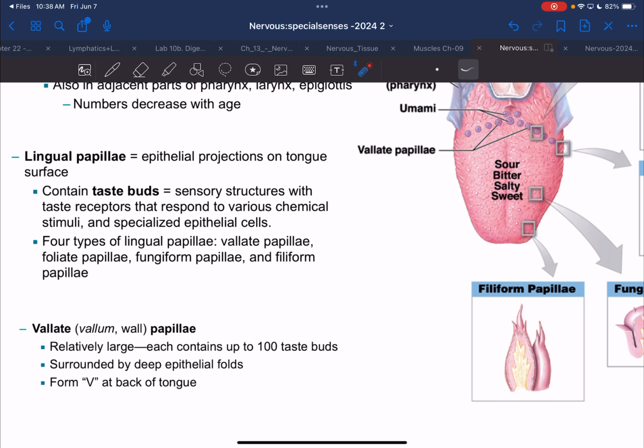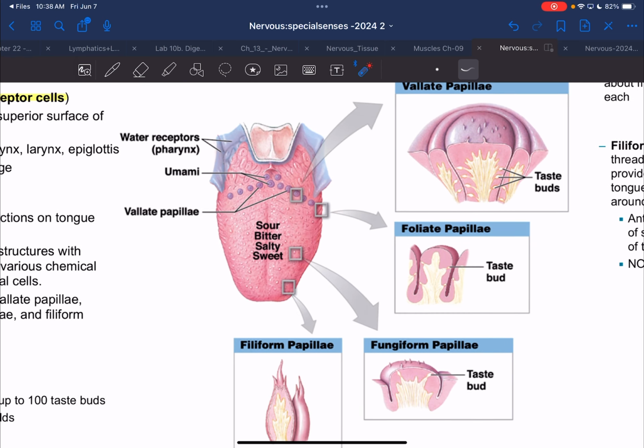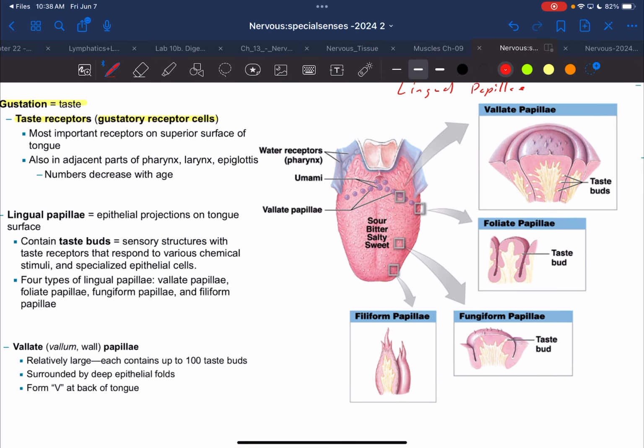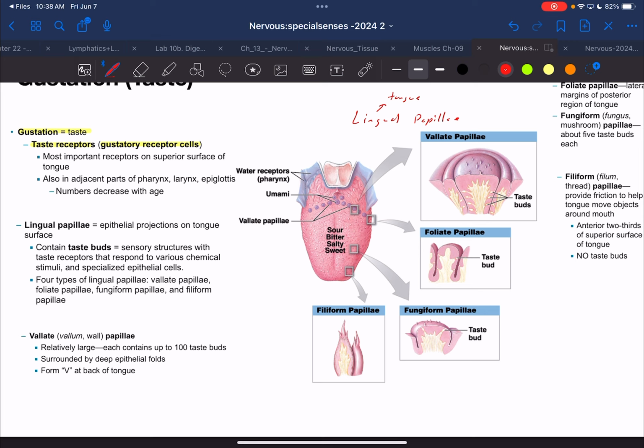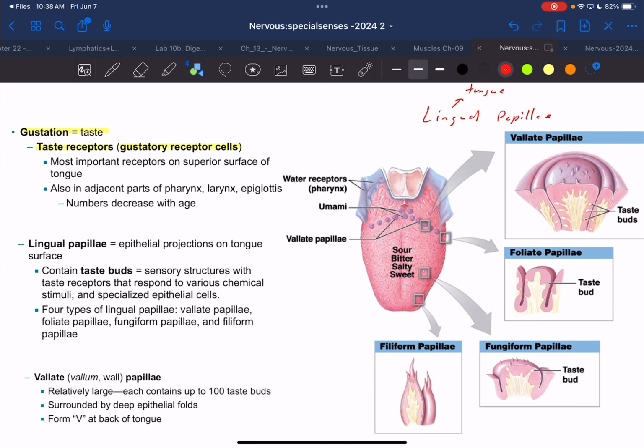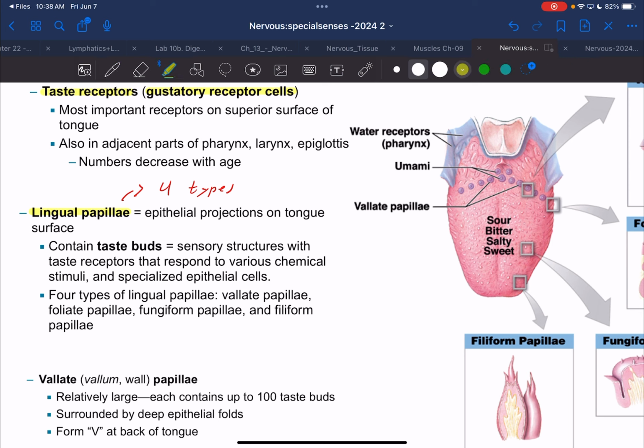Now, these 4 papillae altogether are called lingual papillae, which in Latin, lingual means tongue. Papilla in Latin means nipple-shaped. We've seen this word before: papillary layer, dermal papillae. Papilla usually means nipple-shaped, in a way. And so these lingual papillae, you have 4 types, and they contain your taste buds.